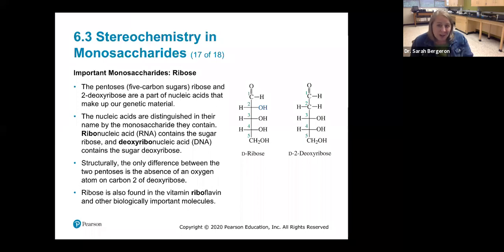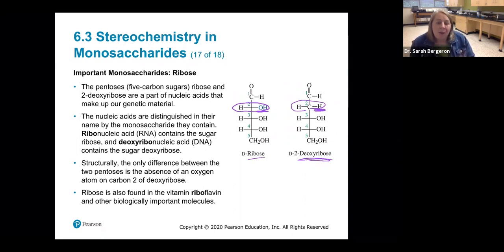So when we're in DNA, the only thing that's different is that on carbon 2, here's carbon 2, and here's carbon 2. On ribose, right, we have that alcohol. On deoxyribose, we have another hydrogen. So they're both sugars, they're both pentoses. What's different is that carbon 2 does not have a hydroxyl group on the sugar, which is why we call it deoxyribonucleic acid, DNA.